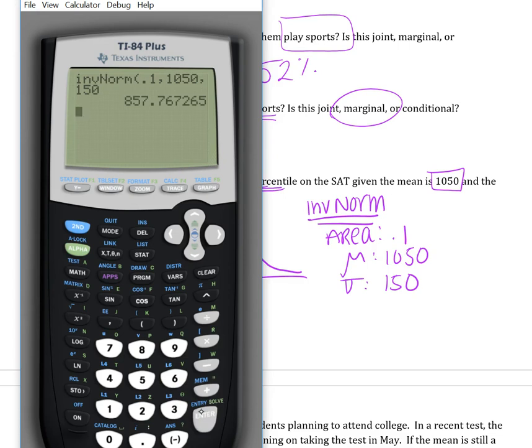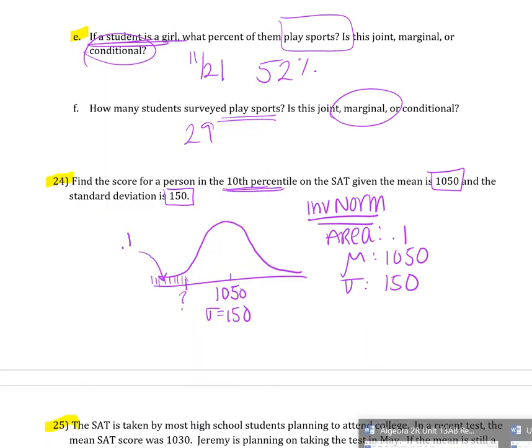That cannot be right. Oh no, that's right, never mind. Sorry, because I forgot we're on a really high test. Good, so 857.76. So again, this is your calculator work that you would write down.